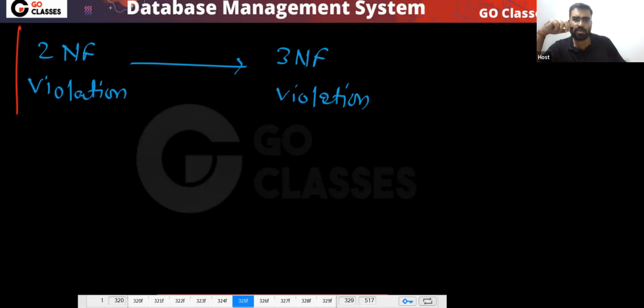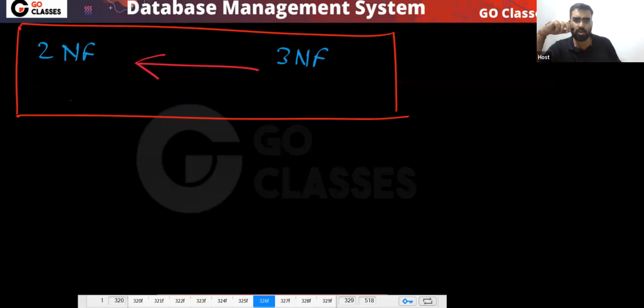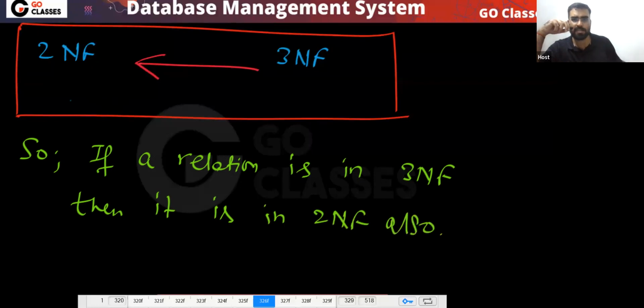So this is the idea, very simple. What is the contrapositive? The contrapositive: if you are in 3NF, there is no 3NF violation, then there is no 2NF violation. So I can say that if a relation is in 3NF, then it is in 2NF also. Is this clear? Okay, so this is the idea.